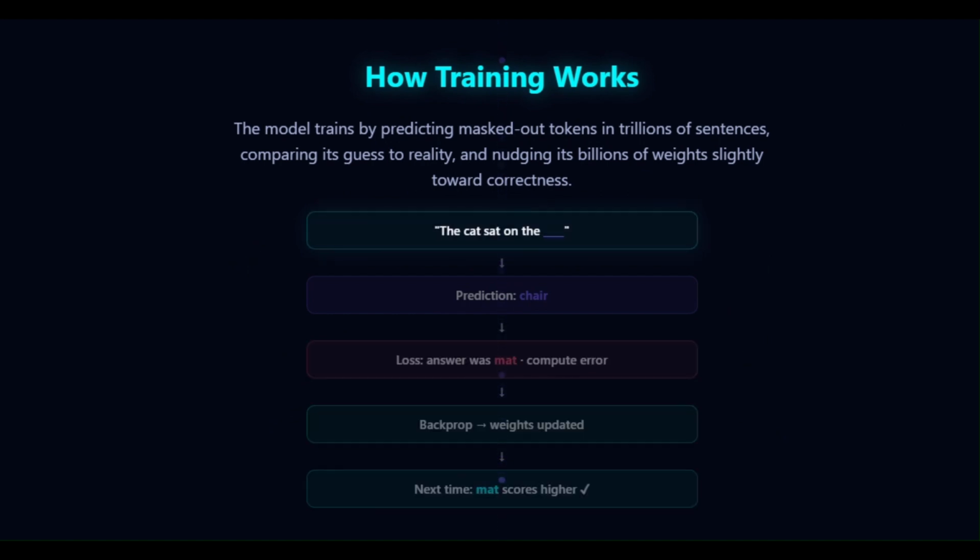But how does the model learn these probabilities? During training, it sees enormous amounts of text. Imagine the sentence, "The cat sat on the blank." The model tries to guess the blank, that is, the missing word. Maybe it predicts chair, but the correct answer is mat. That difference creates an error called loss. Using backpropagation, the model adjusts billions of internal parameters. After repeating this process trillions of times, it becomes better and better at predicting the next token.